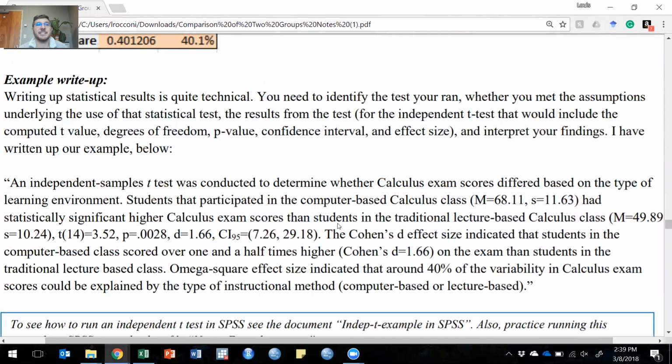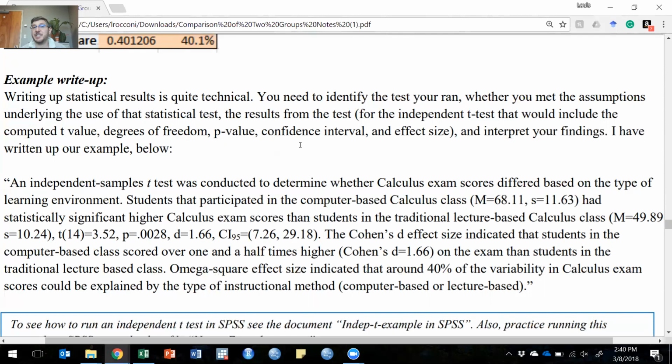I also provided an example write-up. So this is how you would write up the results if you were going to write these up for a traditional journal article. Writing up statistical results is actually quite technical. What you want to do is specify the test that you ran, whether you met the assumptions underlying that test, the results from your test, and interpret your findings. So you can see that's what I've done here.